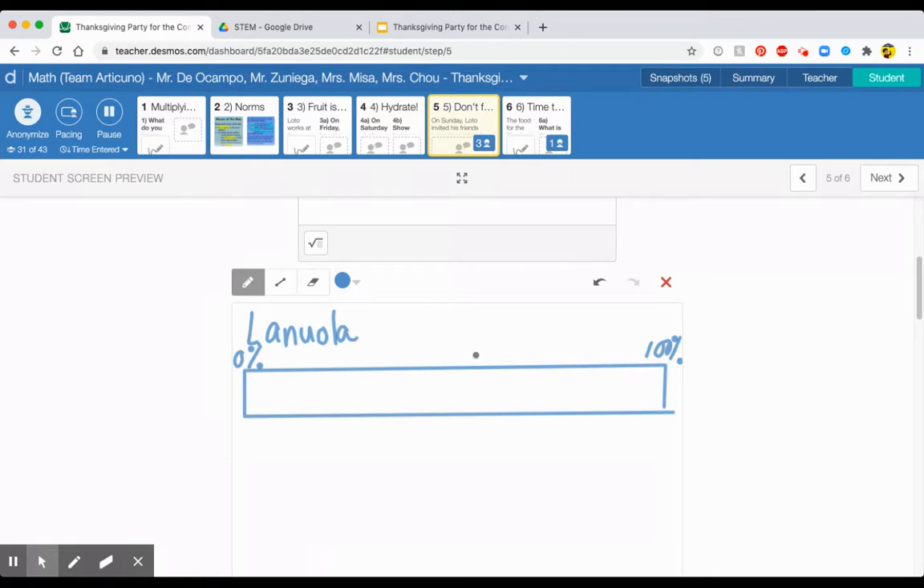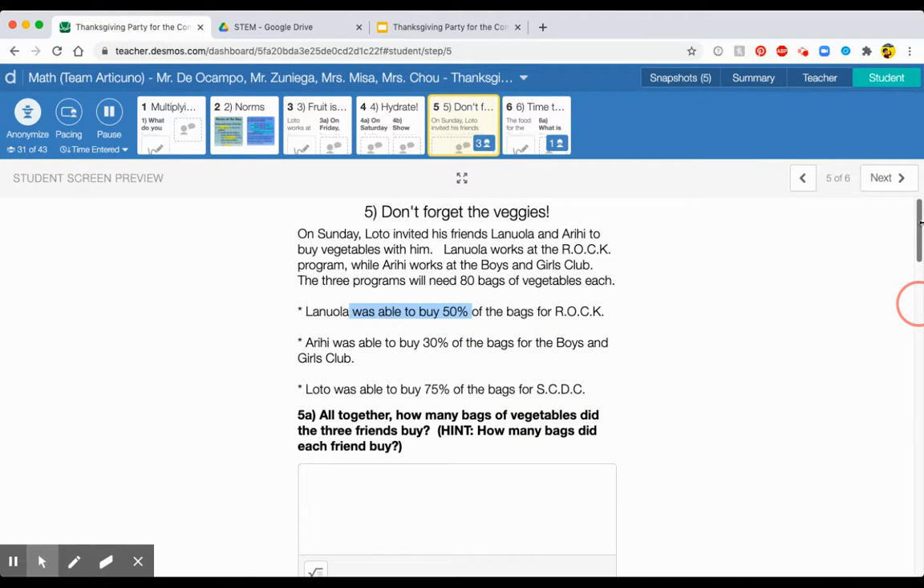Okay, we want to show where 50% is, and many of you know that 50% is the halfway point, because 50% is another word for half. Okay, so here's 0%, here's 50% health, and here's 100% health. Okay, 0%, 50%, 100%.